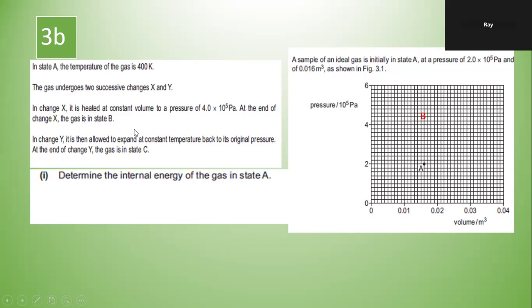Right? You can roughly imagine it now, or draw it on the picture itself. Anyway, you have to draw it later on. Then in change Y, it is allowed to expand at constant temperature back to the original pressure. At the end of change Y, the gas is in state Z.